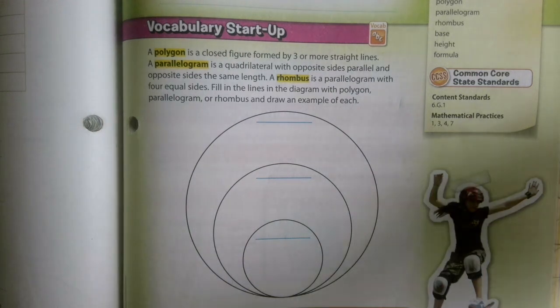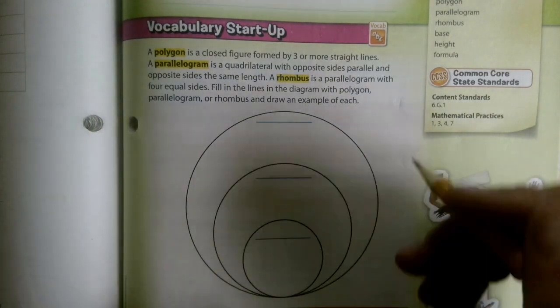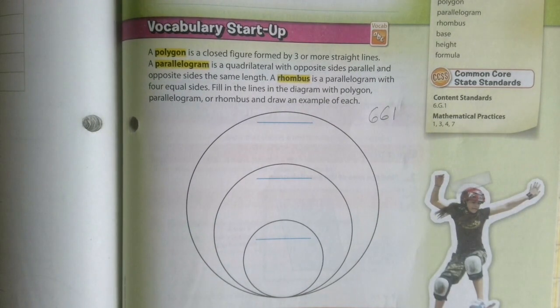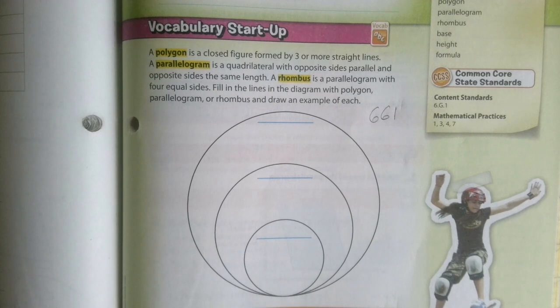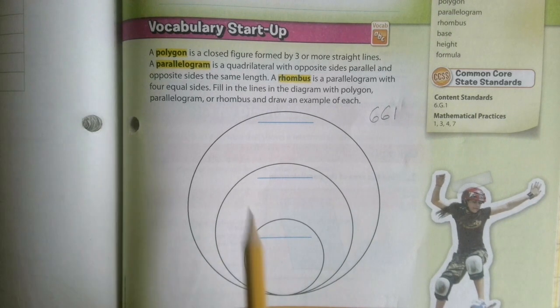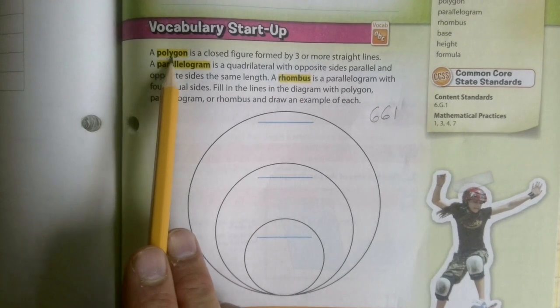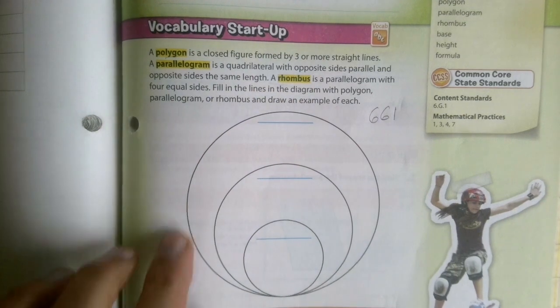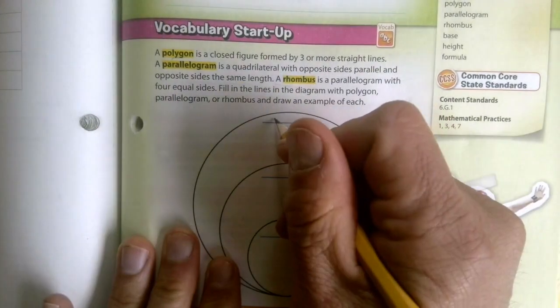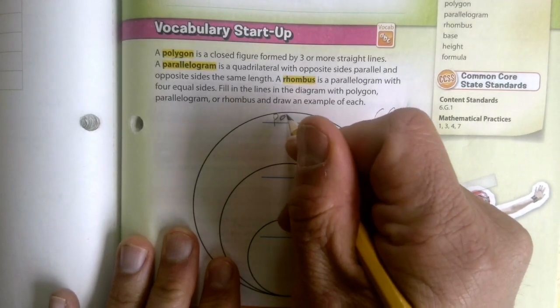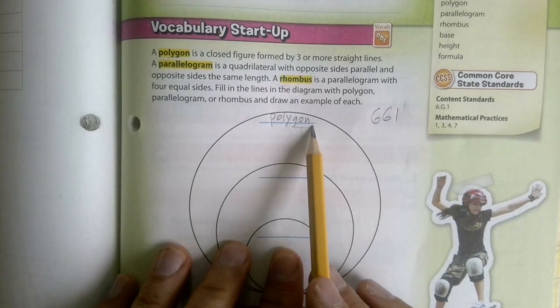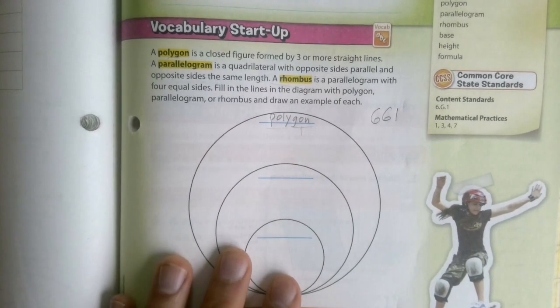Okay, hello everybody. You should be on page 661 in your book or on the screen, whichever you're doing. And we are learning about parallelograms for now. And as you can read up here, we're learning about three big words here: polygon, parallelogram, and rhombus. So in the outer circle, we're going to put a polygon, the word polygon. Gon pretty much means shape. Poly means many. So a polygon is any many-sided shape, meaning three or more sides that are closed off.